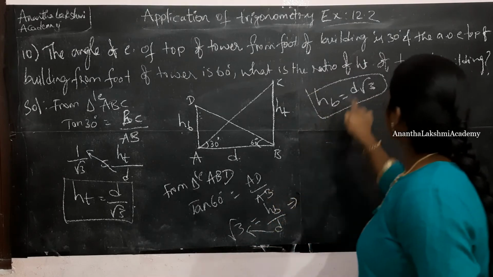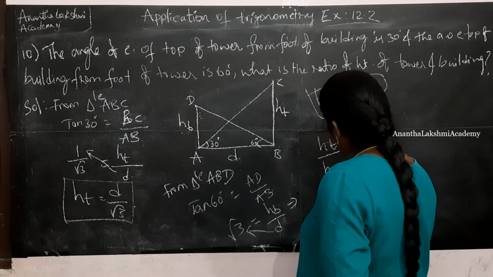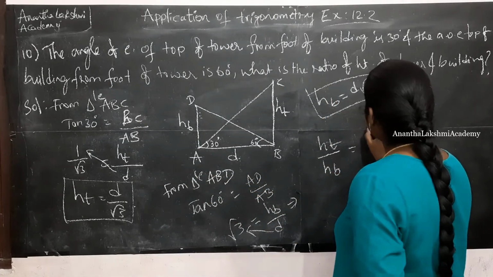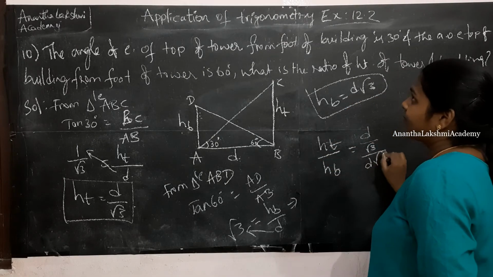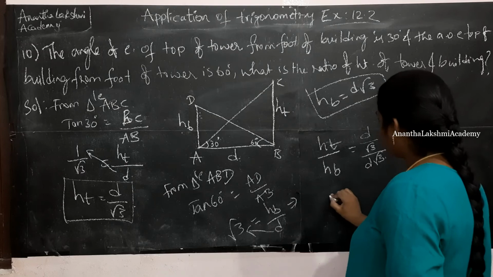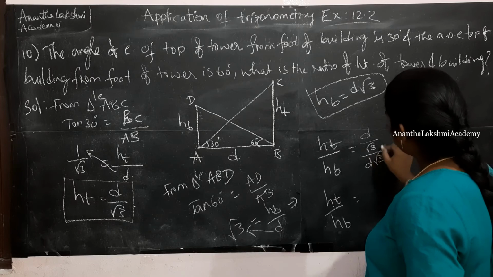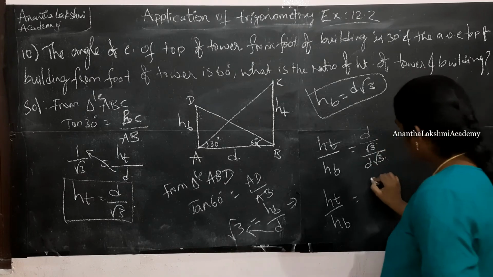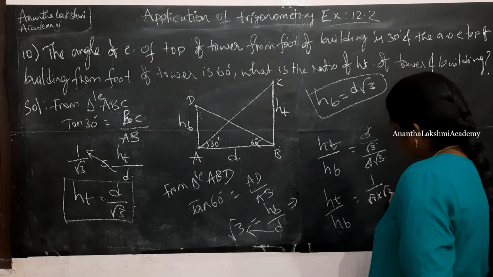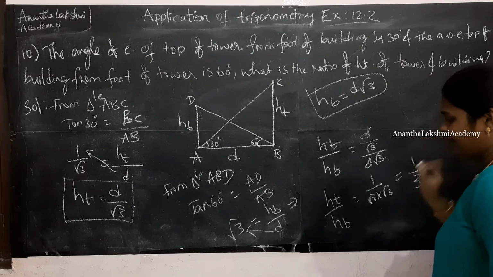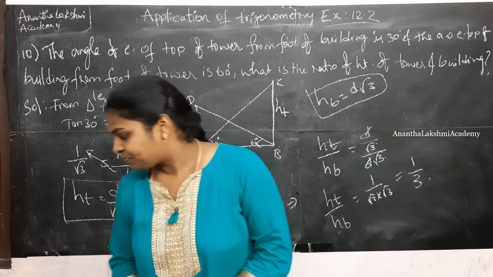What did they ask for? Ratio of the height of the tower and building. Height of the tower by height of the building is nothing but, what is HT? D by root 3. What is HB? D root 3. So HT by HB, height of the tower by height of the building, is nothing but, this comes down, D gets cancelled, 1 by root 3 into root 3, which is nothing but 1 by 3. The ratio of the height of the tower to the height of the building is 1 by 3.